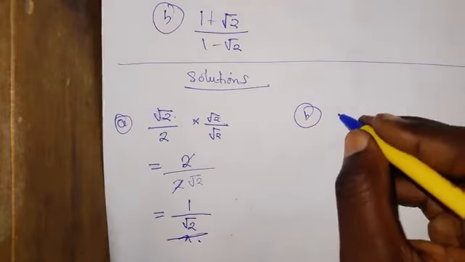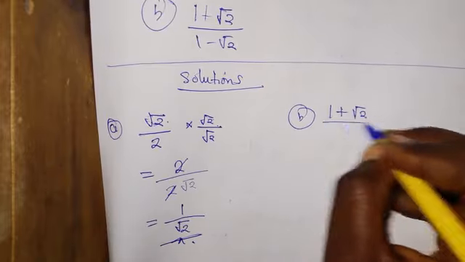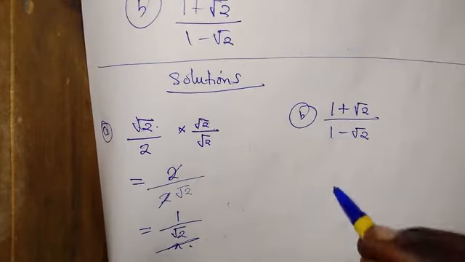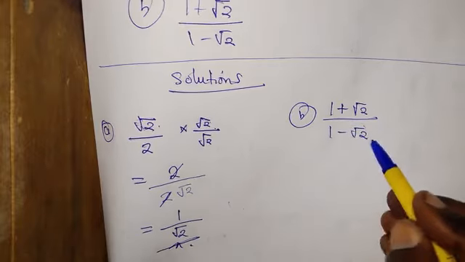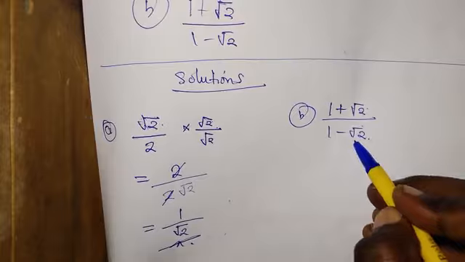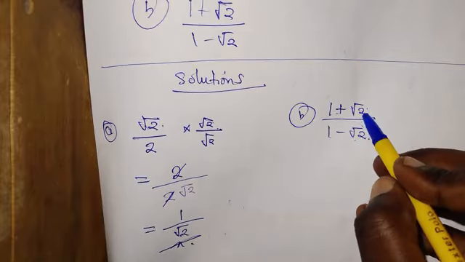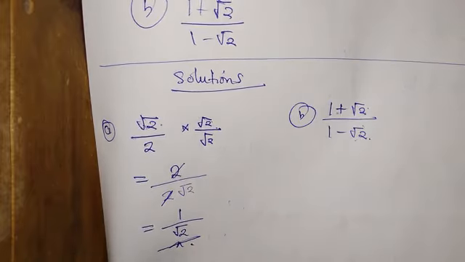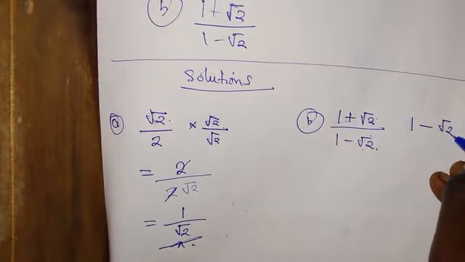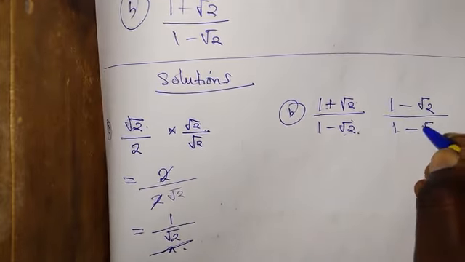Okay? And B, where we want to rationalize 1 plus root of 2 over 1 minus root of 2. What are you rationalizing? You're not rationalizing the denominator, no. You're rationalizing the numerator. So look at the numerator and not the denominator. The numerator is 1 plus root of 2. Then look for the conjugate. The conjugate is 1 minus root of 2. Whatsoever you do on top, do it down: 1 minus root of 2.